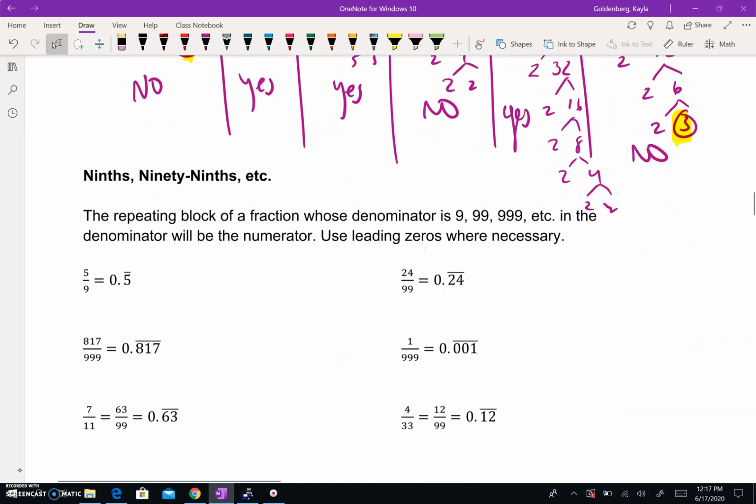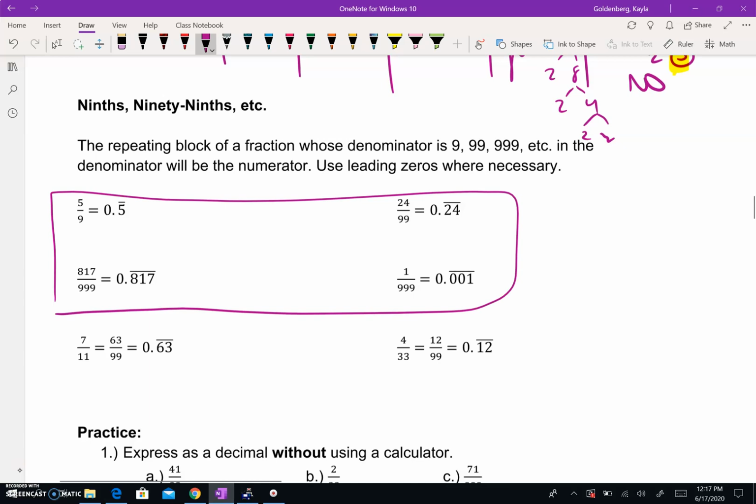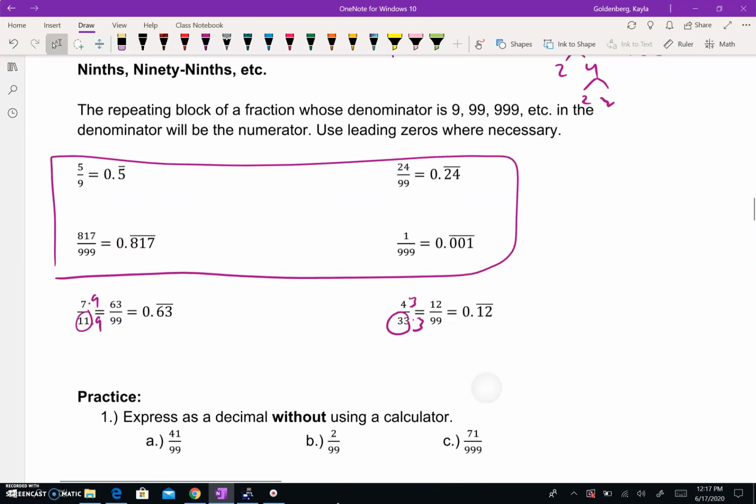Okay? So the 99 pattern, the 9ths pattern, we talked a little about this a moment ago. So here are some examples with the 9s, right? I do want to point out that we can apply these to things like 11 and 33 if we adjust the fraction by multiplying by 9 and 9 on the top and bottom to make a 99 for the first one, and for the second one we need to multiply by a 3 and a 3 in order to get the 99 on the bottom.